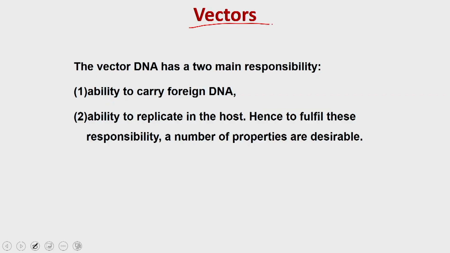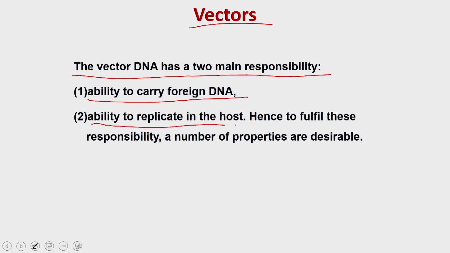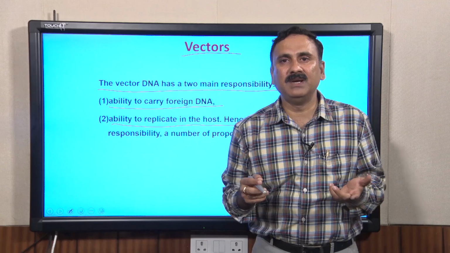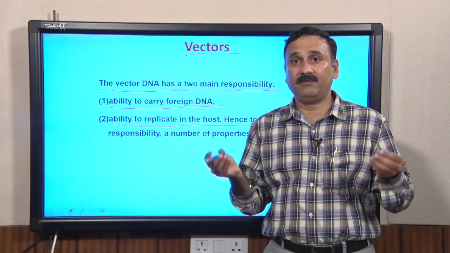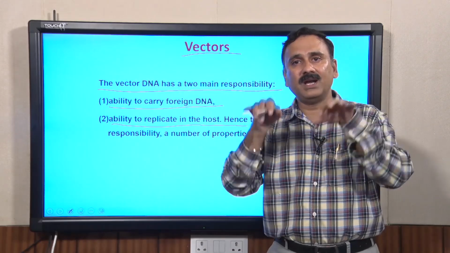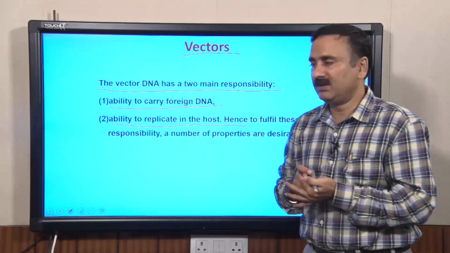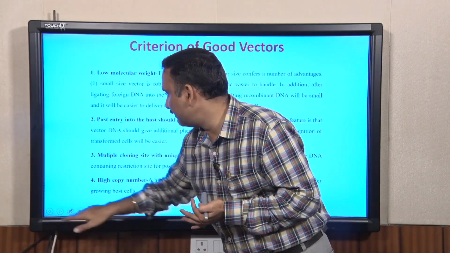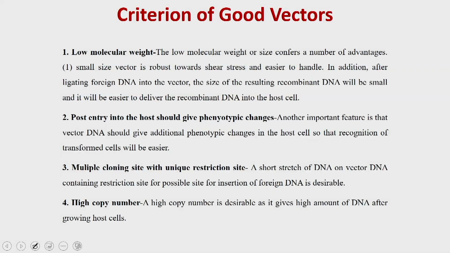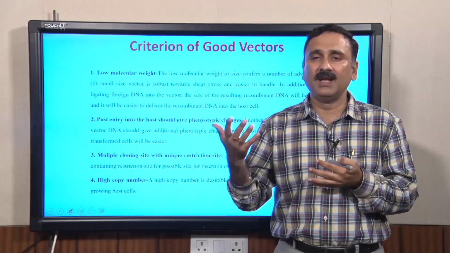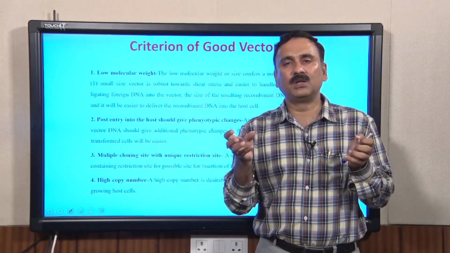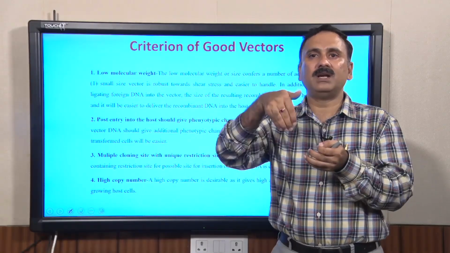Then in molecular cloning we have also discussed the vectors. The vector is the DNA which has two responsibilities: the ability to carry the foreign DNA and the ability to replicate in the host of your interest. This means it should have the features so that you can integrate your foreign DNA, and it should also have the machinery to replicate within the host of your choice, with regions which you can use to integrate your foreign DNA.